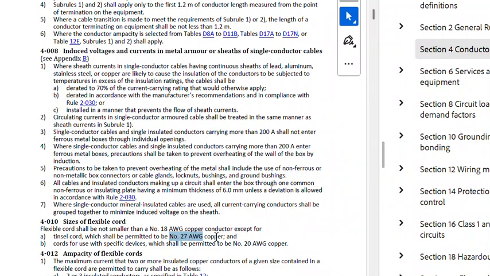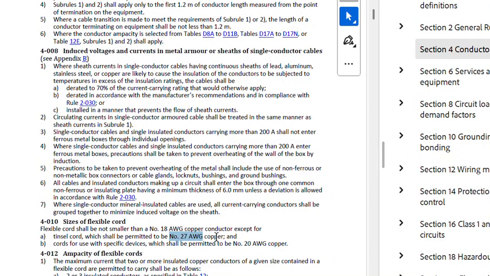I just wanted to mention this because it's not a direct question like how big is number 27, but I want you to know that tinsel cord, which is flexible cord used, for example, in high flex applications like telephone wires and things like that, is stranded tinsel cord, and can only be up to 27 gauge.